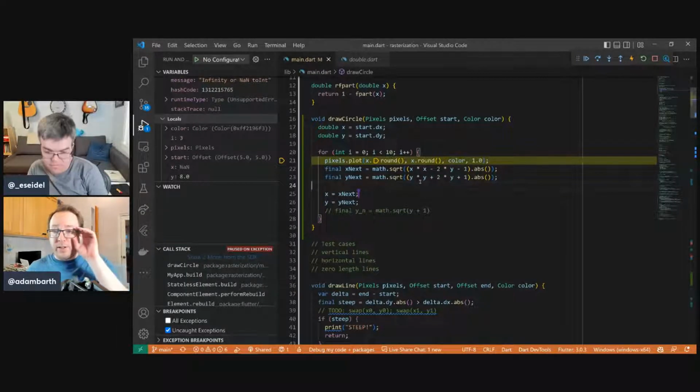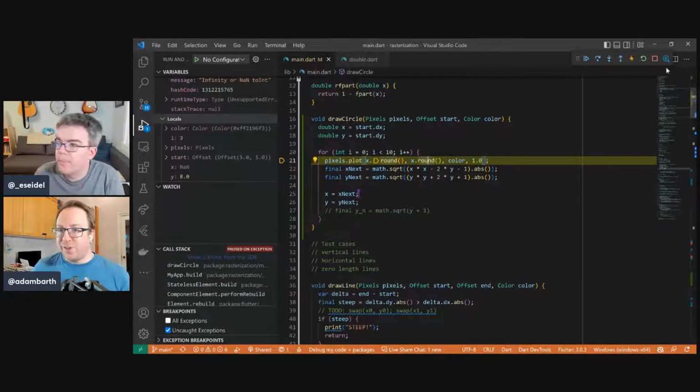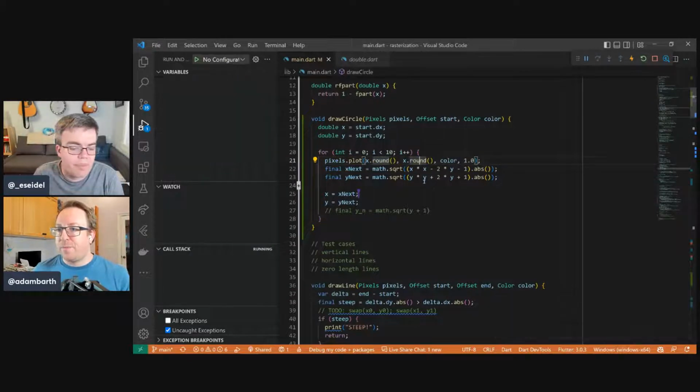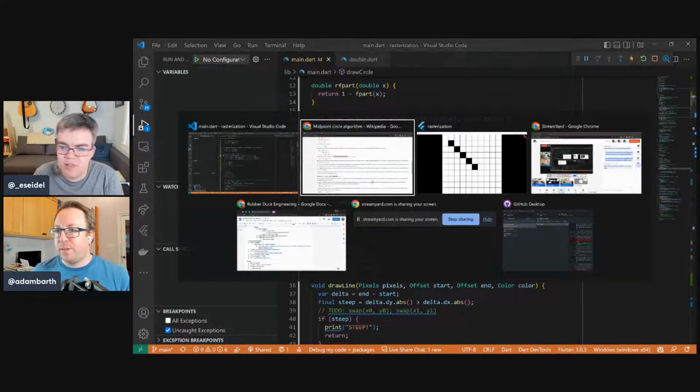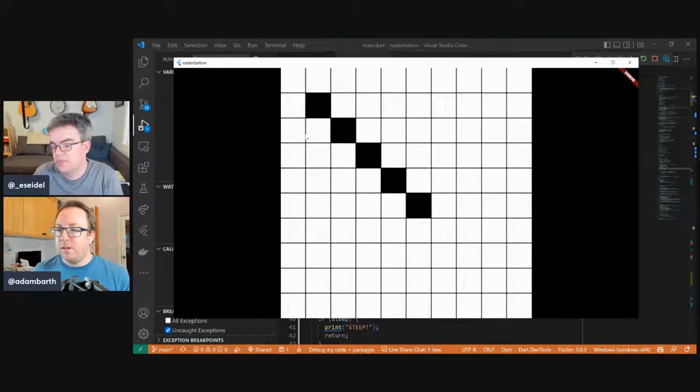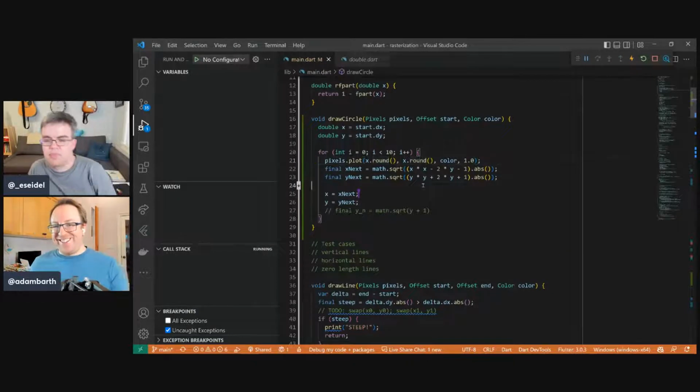You want to try reloading then and see if that at least doesn't crash? 100% less crashing. All right. So that to me strikes me as a circle with infinite radius, otherwise known as a line. Congratulations, we made a line.